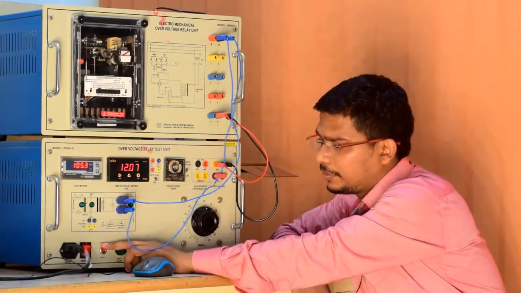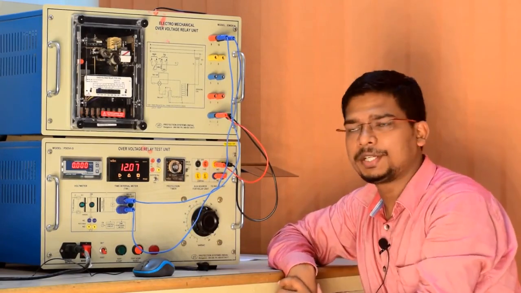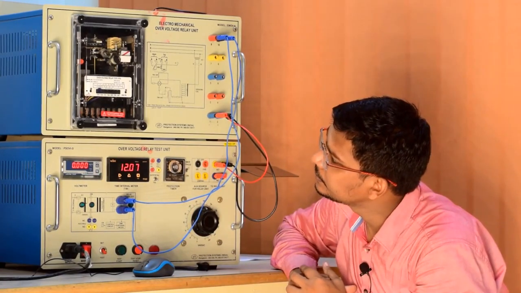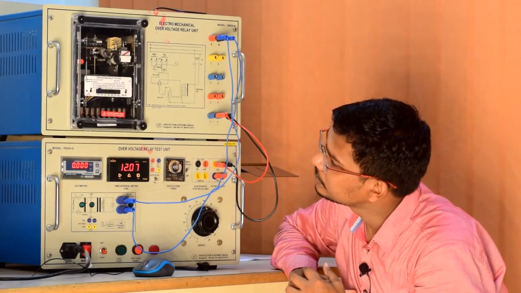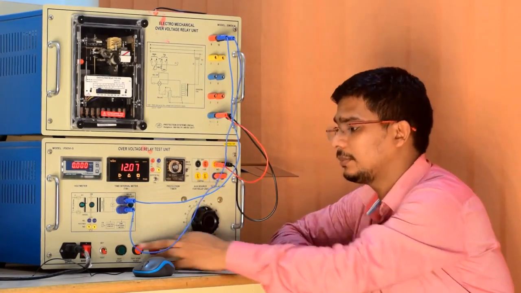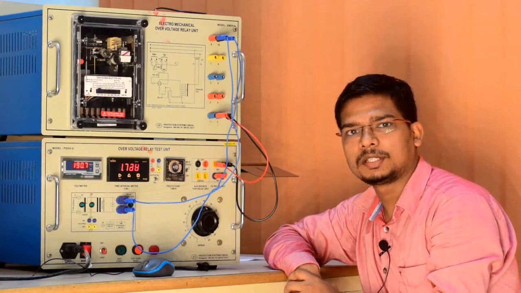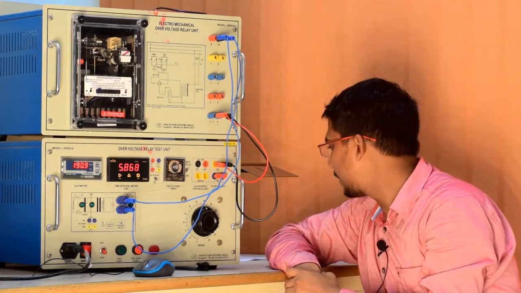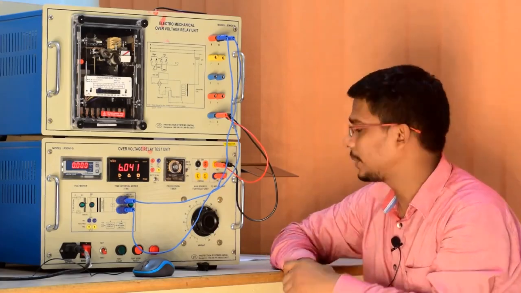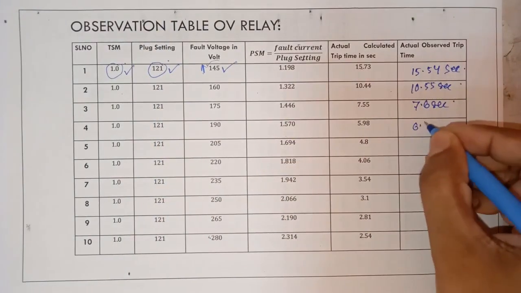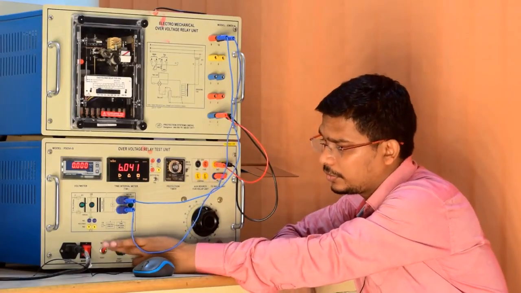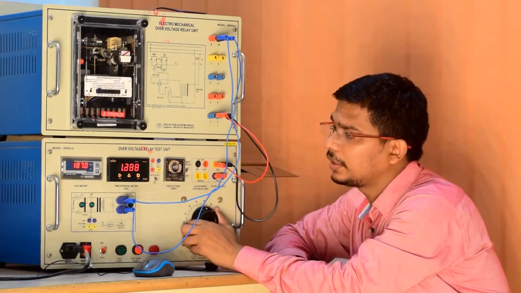So reset, put to test mode. You just have to wait. This should come to home position. Okay, it came, then apply. In this way, you have to proceed. So let's see the time. Our expectation is 5.98, 6.0. So 6.0 seconds. Our next observation is 205. So reset, put to set, start it again, then 205.